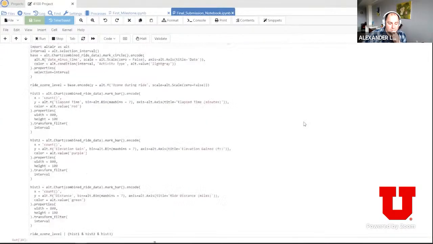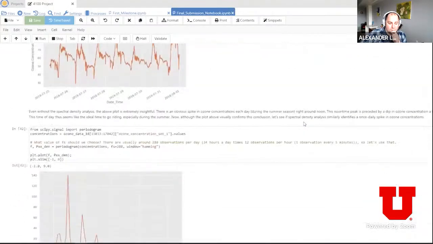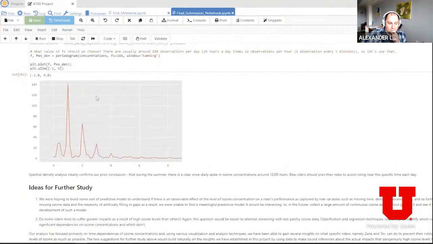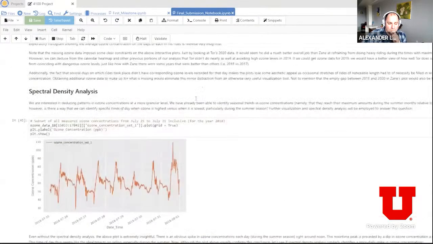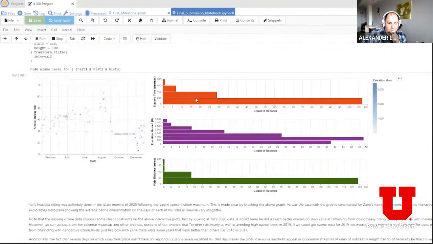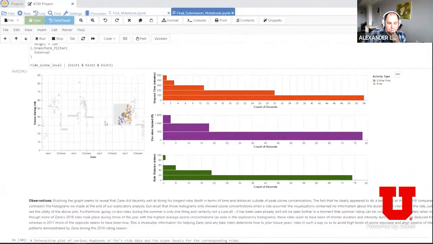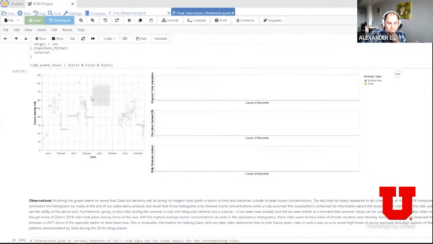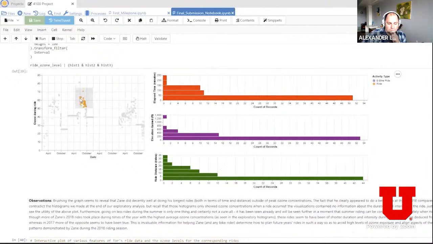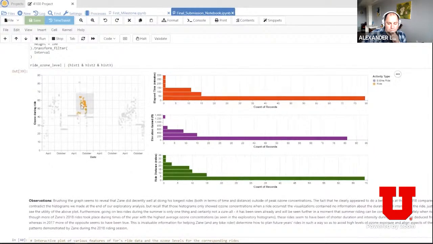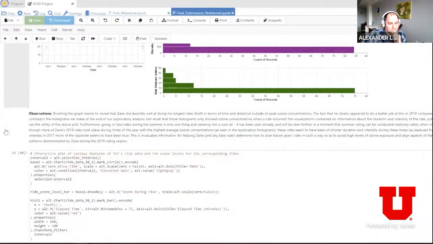Additionally, we did spectral density analysis, and the main insight we gained from that was that there tends to be a once daily peak in ozone concentrations around 12 o'clock noon each day. And so that can help a rider plan when to ride to avoid high ozone levels. And then lastly, and probably the most interesting aspect of our analysis, are these brushable graphs we made for each rider, where you can see each ride in this plot. As we go to each one, we can see the ozone level of that day, but we can also see the elevation gain, the elapsed time, and so forth corresponding to those rides. So this can give some extra insights into how a rider can better plan their rides to avoid high ozone.